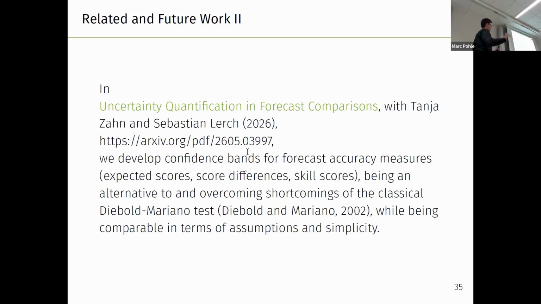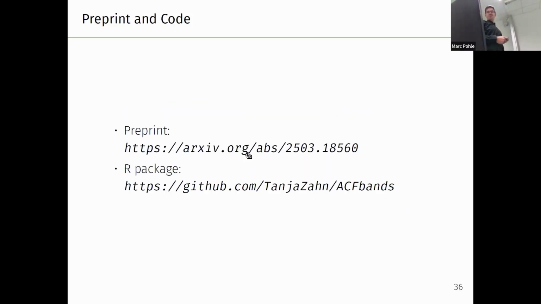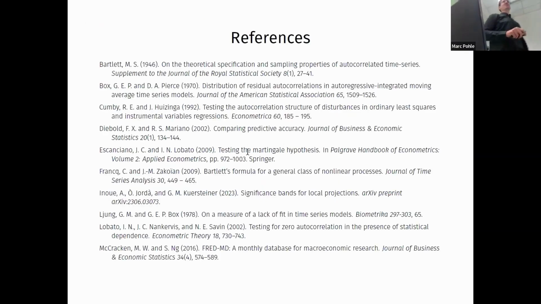For example, if you have these plots of mean squared errors over horizons, you could use these bands, and they are an alternative to a Diebold-Mariano test in that they correct for multiple testing issues, and confidence bands are usually nicer than tests since they provide uncertainty quantification. Okay, enough of self-promotion. Here's the preprint, and there's also an R package to implement those bands. Thank you very much for listening.